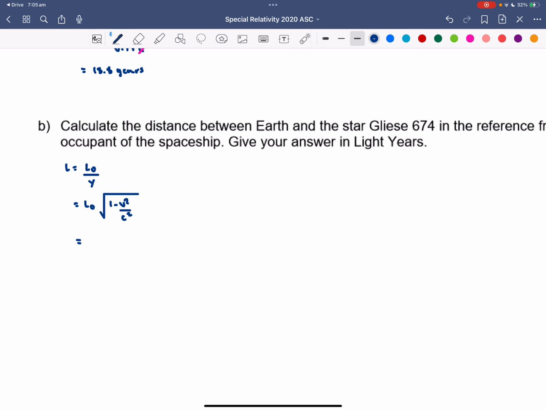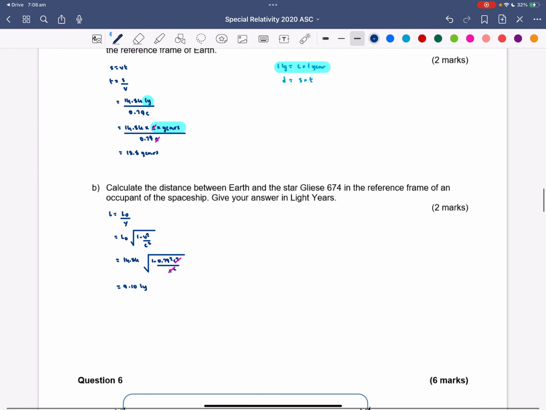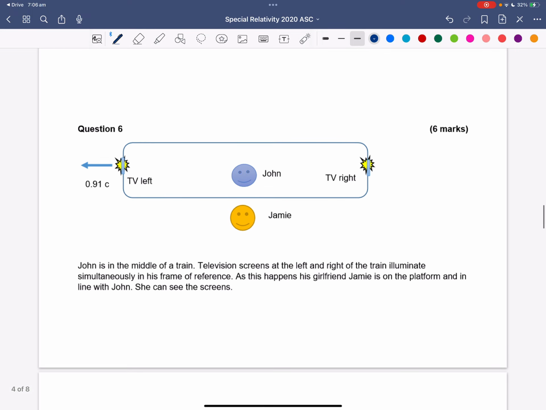So L0 is 14.84 light years on root 1 take 0.79 squared c squared all over c squared. c squared just cancels out. And then that gives us 9.10 light years according to someone on the spaceship. Okay, cool.